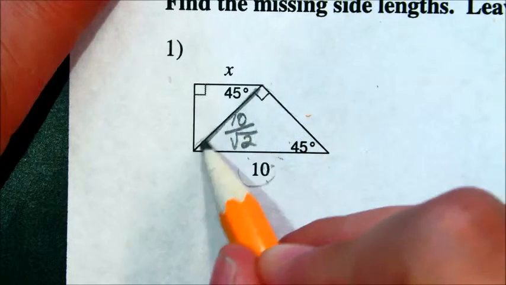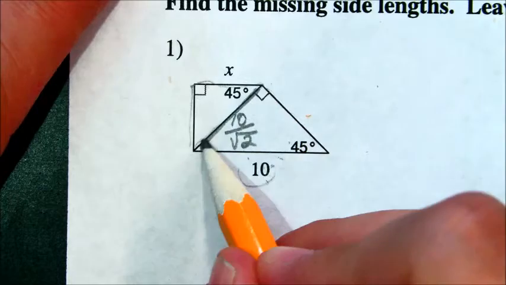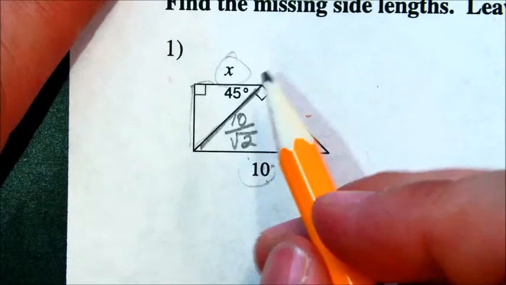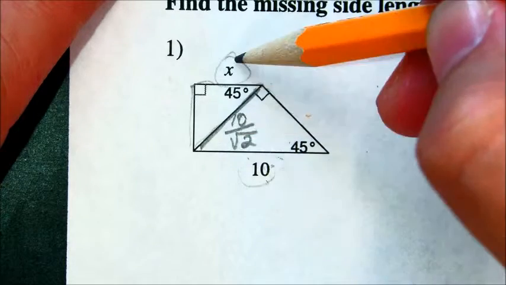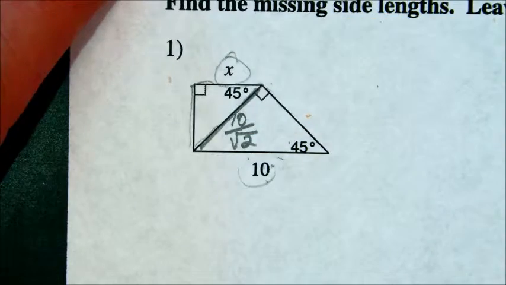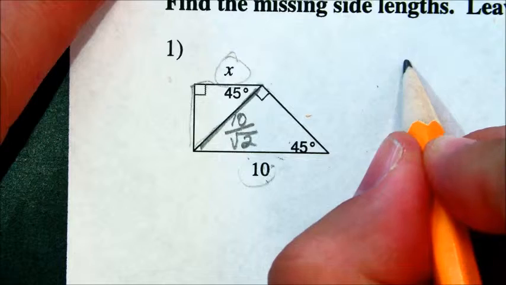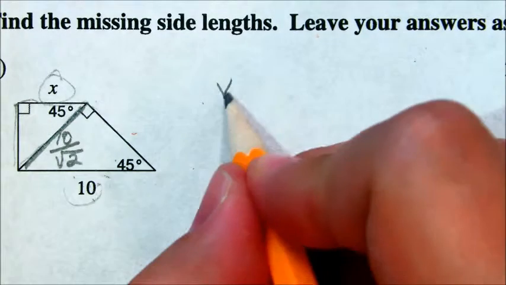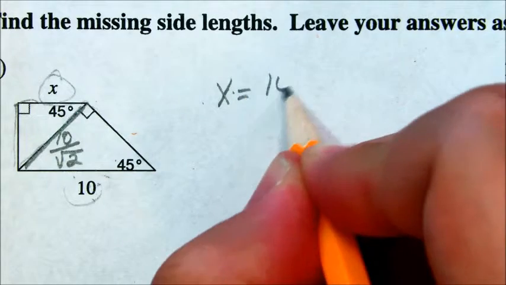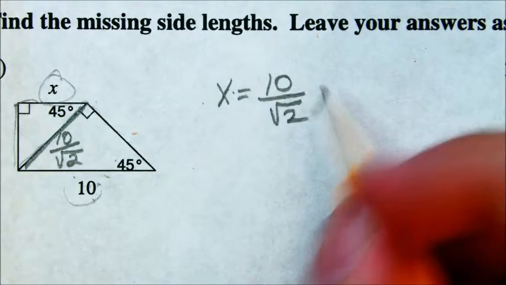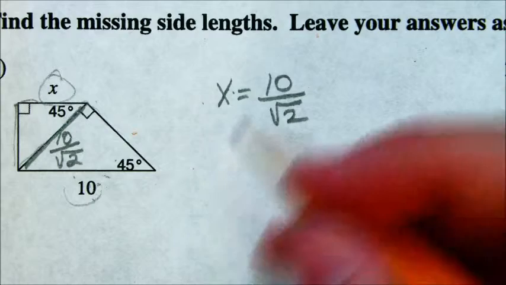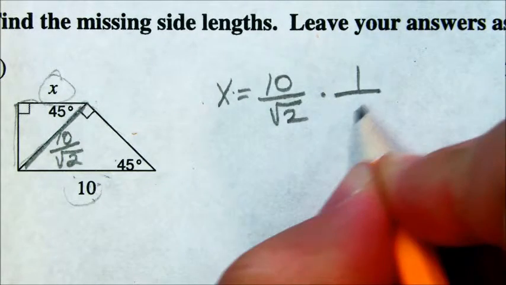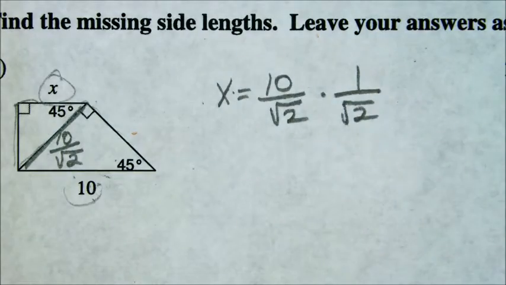Now this is the hypotenuse of this smaller triangle right here. The thing I'm looking for, x, is the leg of that triangle. So to go from the hypotenuse to the leg of that triangle, I will divide by the square root of 2. So x is going to be 10 times the square root of 2 divided by the square root of 2. Instead of writing divided by the square root of 2, I'll just write times 1 over the square root of 2. That's the same thing.